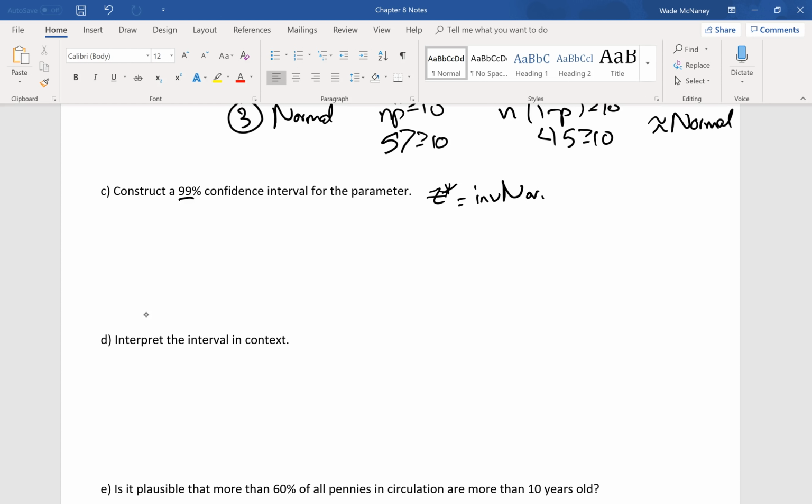Inverse norm. 1.99 over 2, 0 and 1. This is my area. This is my mean. This is my standard deviation. So my Z star critical value for this one, 99% confidence interval, is going to be 2.56.